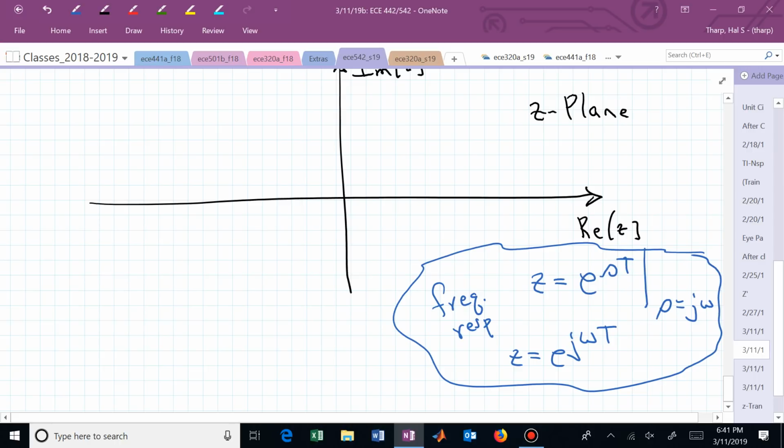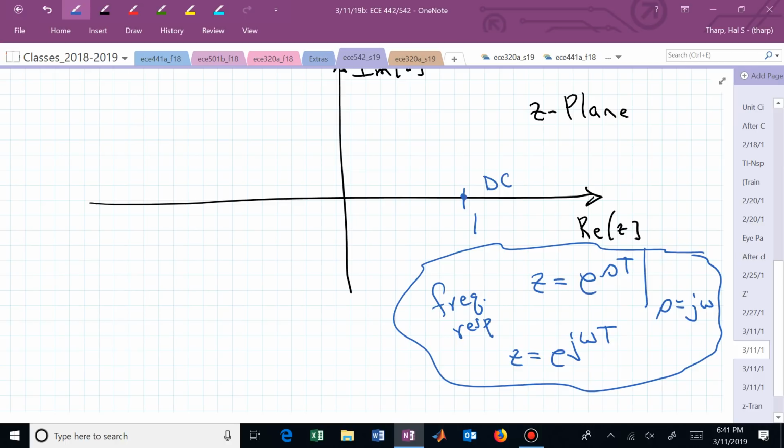Where does DC map? That's when omega is equal to 0. That maps to e to the 0, which is 1. Here's DC in the z-plane. What's e to the j omega T? What's the magnitude of that? Use Euler and you see this is cosine omega T plus j sine omega T. Oh, you have cosine squared plus sine squared. That's always equal to 1. E to the j omega T always has a magnitude of 1. We're always on the unit circle for our frequency response.